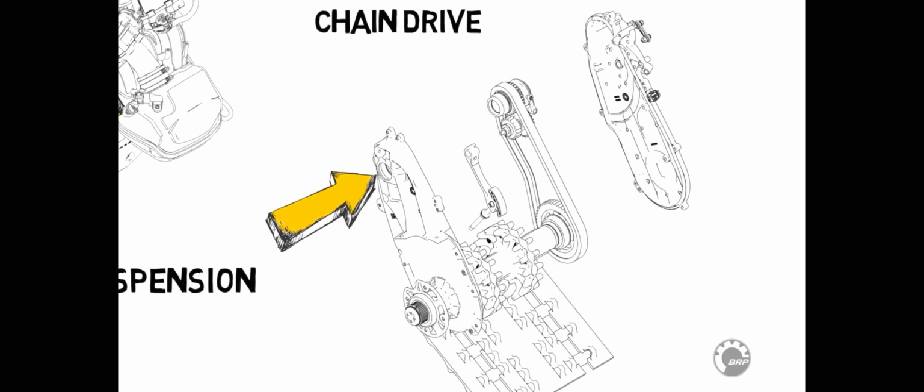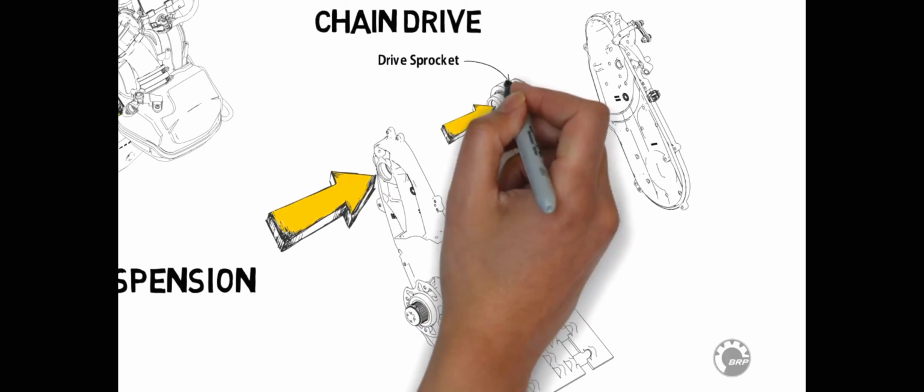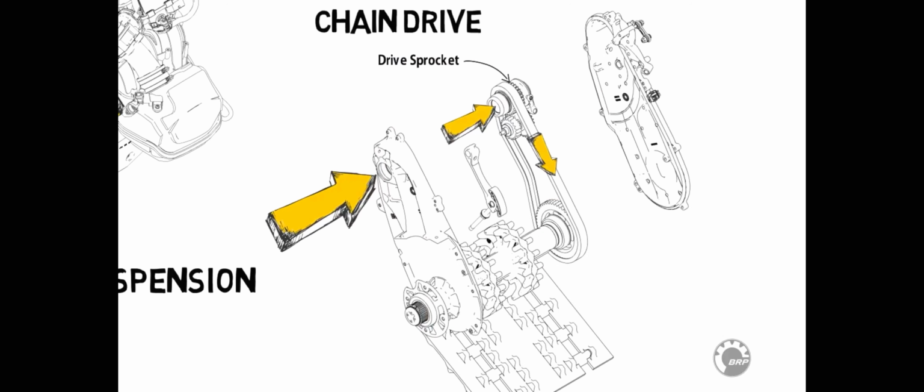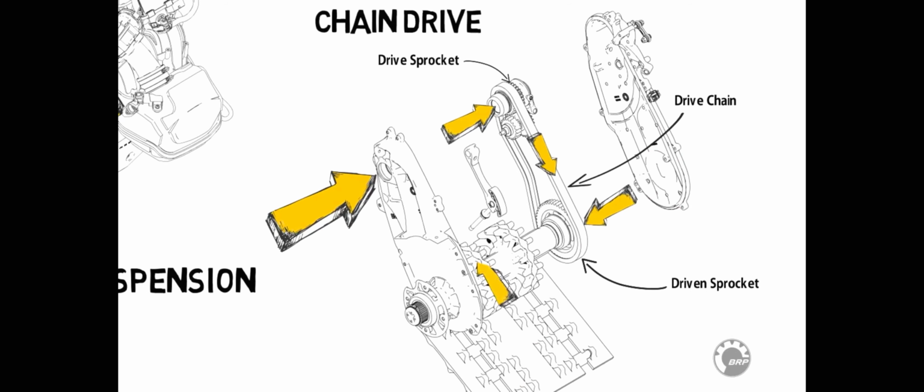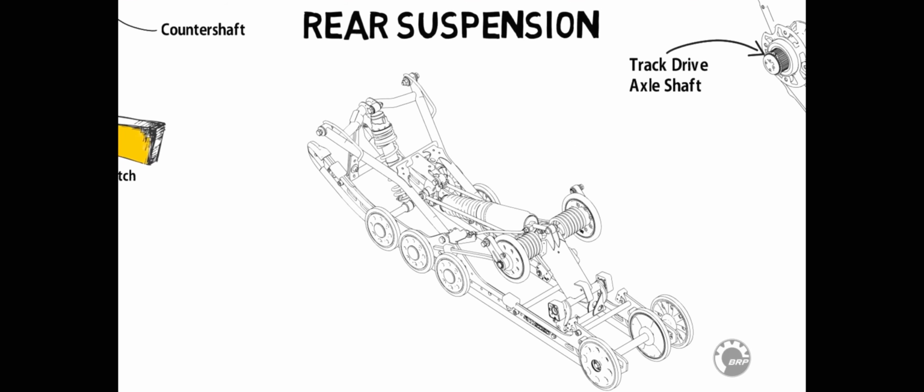The countershaft drives the secondary chain drive system's drive sprocket, which transmits power through a chain to the chain drive's driven sprocket. The driven sprocket transmits power to the track drive axle shaft. From the axle shaft, power is transmitted to the track drive sprockets and to the track itself. Engine torque is then conveyed along the track to the suspension, close to the rear axle, to produce forward traction.